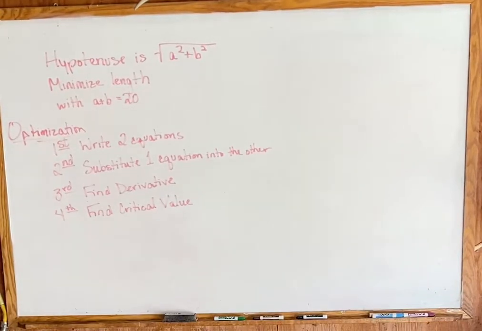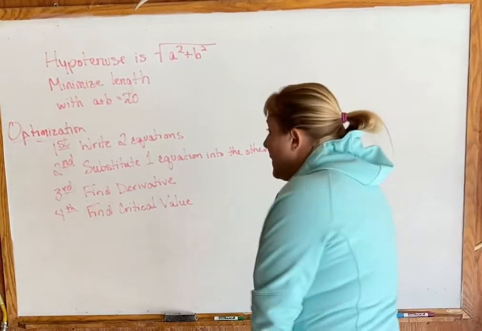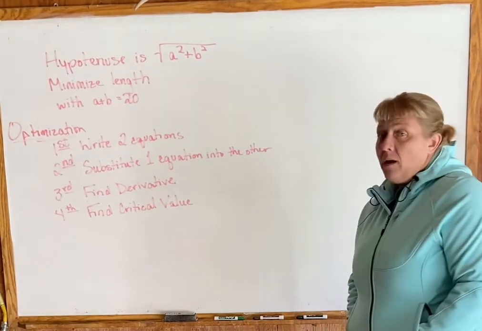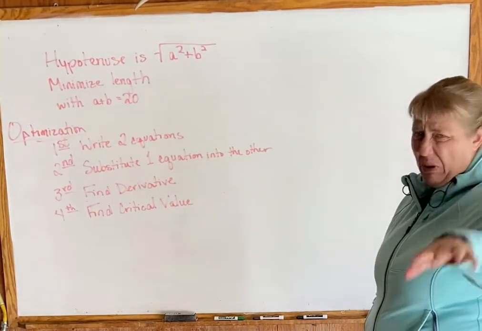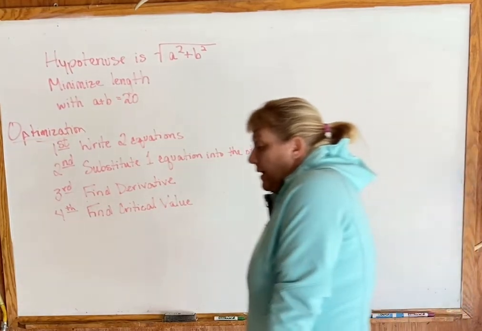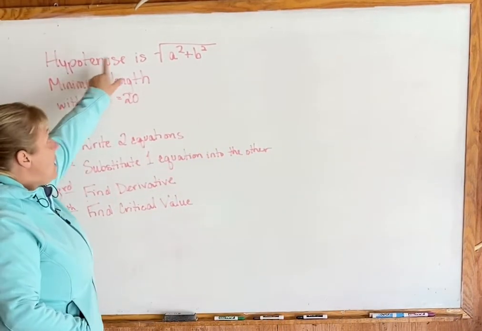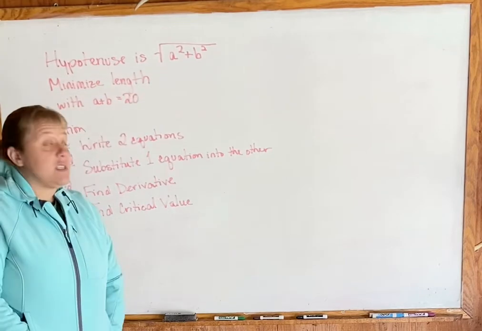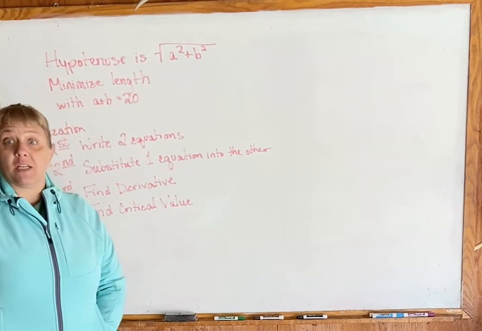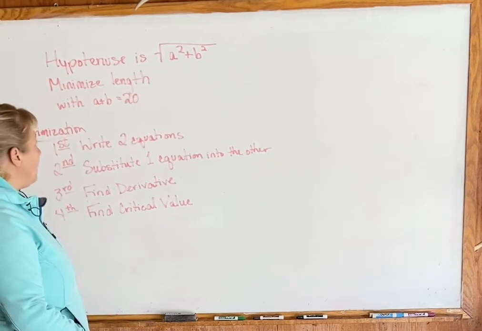Okay, one more of these guys. On this one, I just put the highlights up here because you have the problem written down. So basically it's telling you that by the Pythagorean theorem, the hypotenuse of the triangle is going to be the square root of a squared plus b squared. Okay, so Pythagorean theorem there.